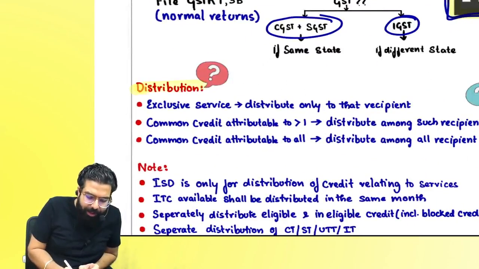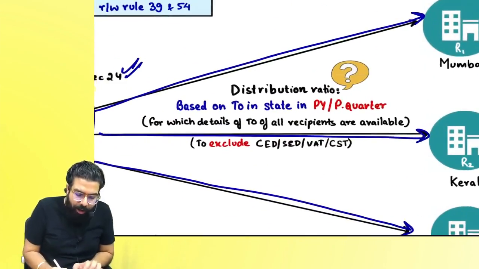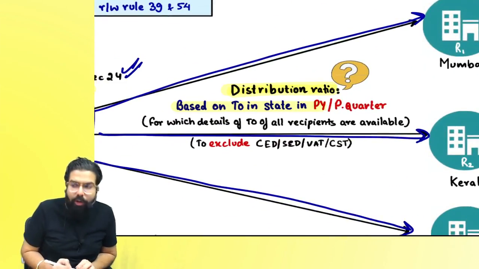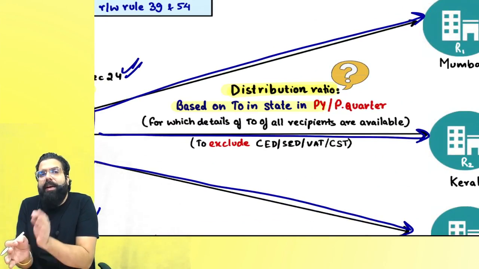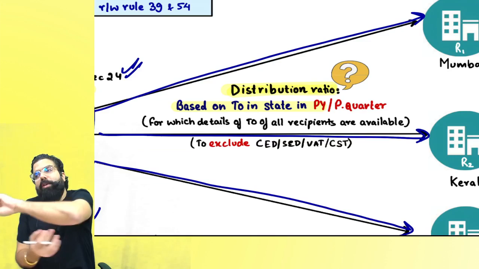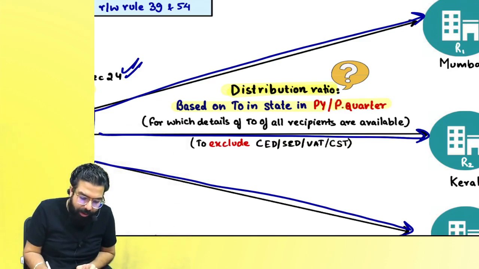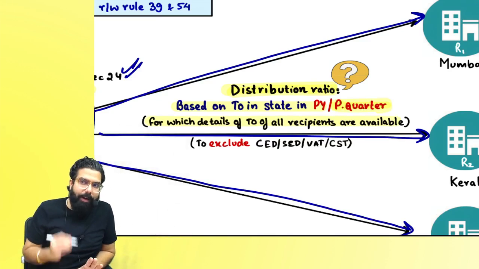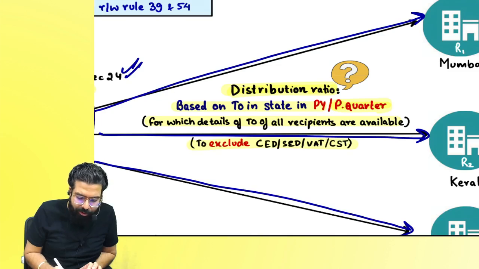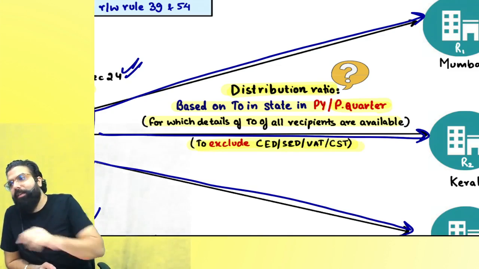Always remember one thing, distribution will be done in the ratio of the turnover. Distribution ratio is the turnover in the state in the preceding financial year. If for the preceding financial year, details of all the units to whom you are doing the distribution are not available, then take the preceding quarter's turnover, for which details of all the recipients are available. Always remember, in the turnover you should exclude central excise duty, state excise duty, VAT and CST.